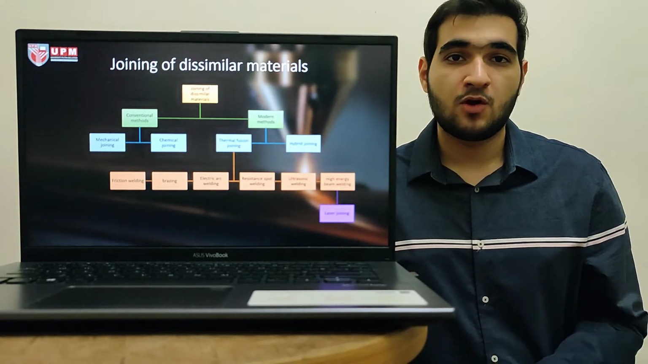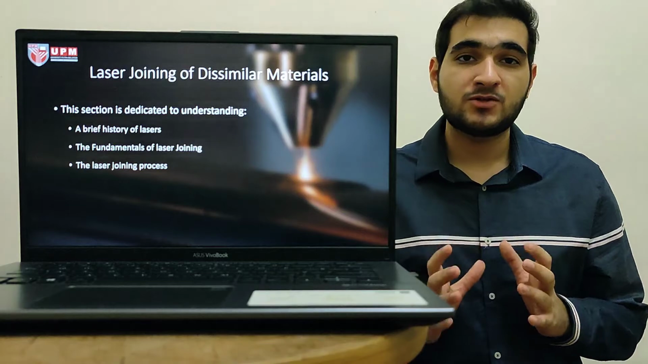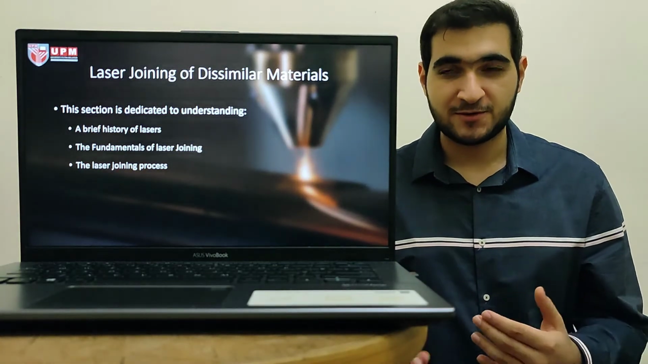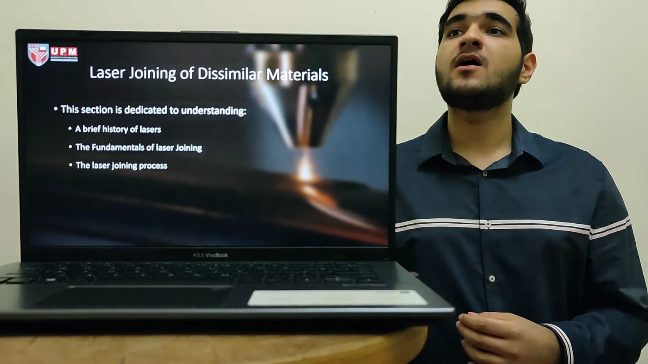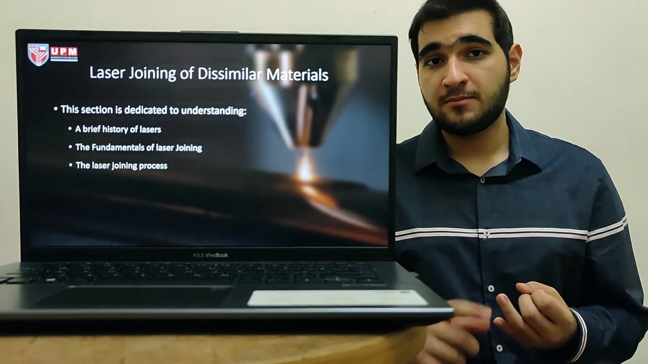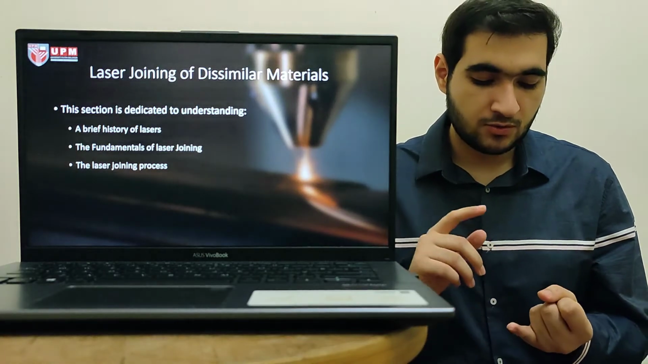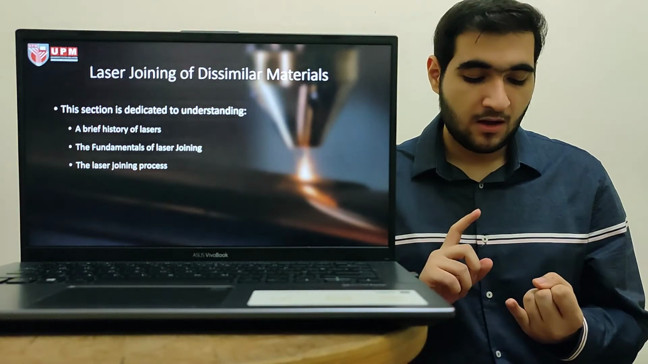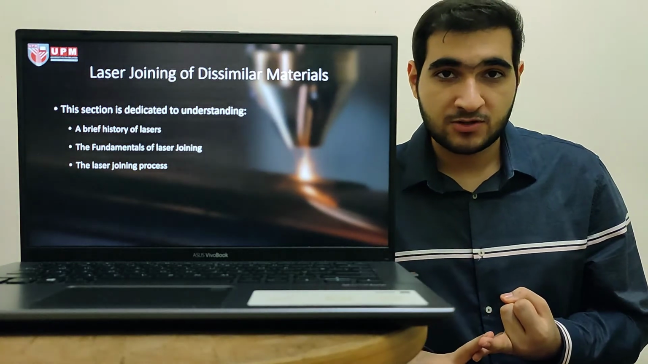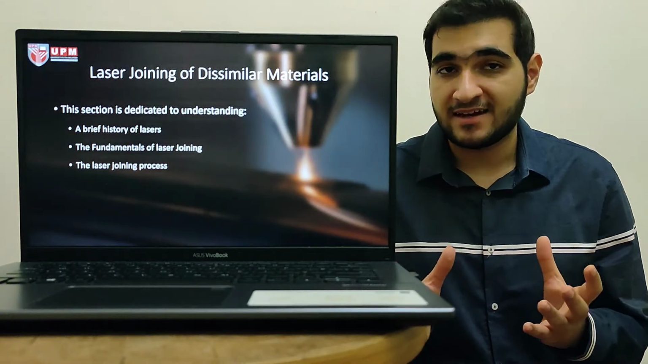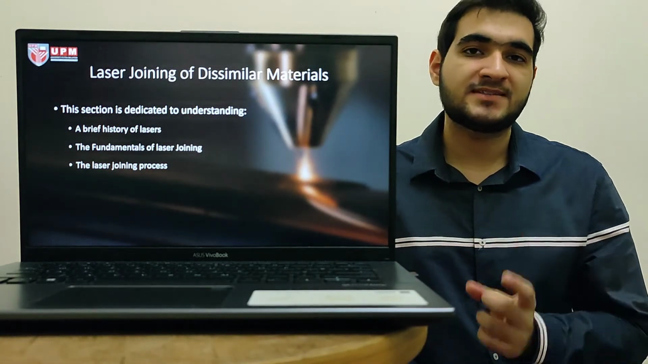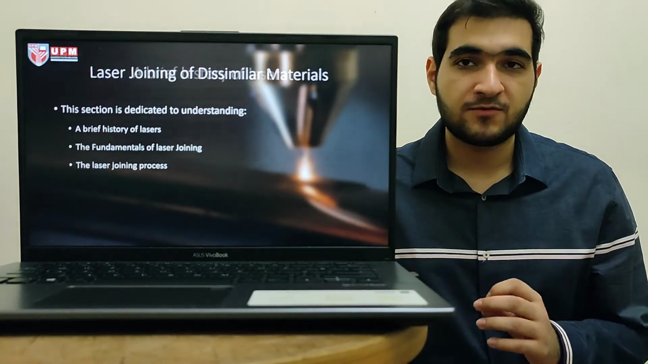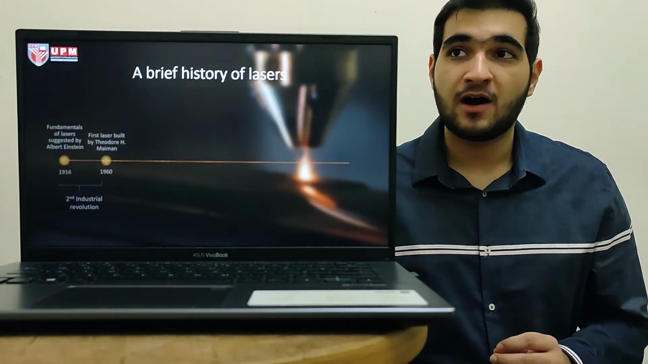As of now, finally, with that said, we can jump into the main topic that we've been trying to get to, and that is laser joining of dissimilar materials. In order to understand this better, we're going to answer three main segments. We're going to talk about a brief history of lasers. Then we're going to talk about the fundamentals of laser joining, to have a great understanding of them. And finally, we're going to give a very brief example of a laser joining between two dissimilar materials. But first off, a very brief history of lasers.